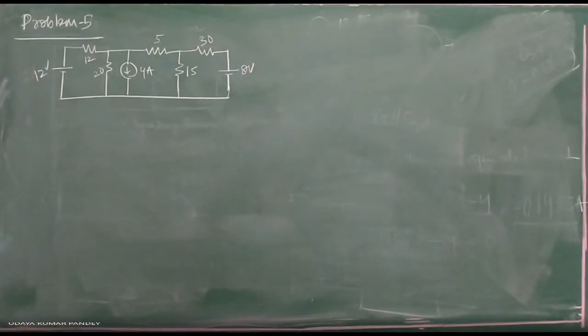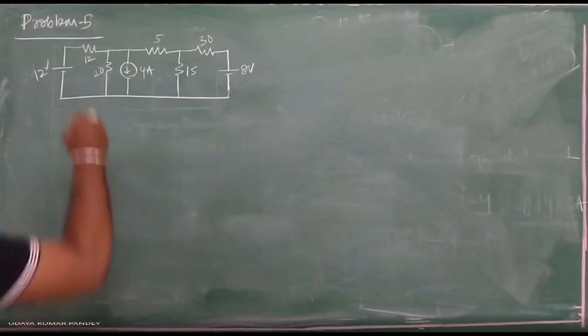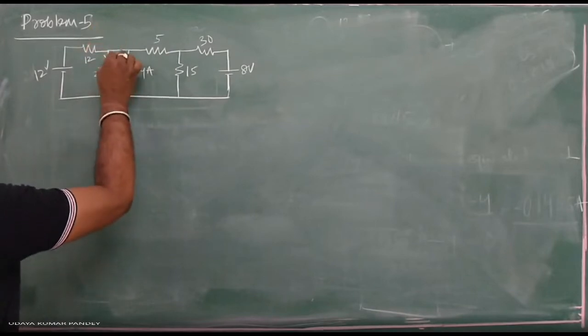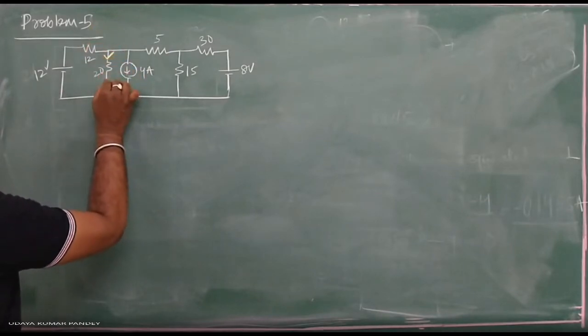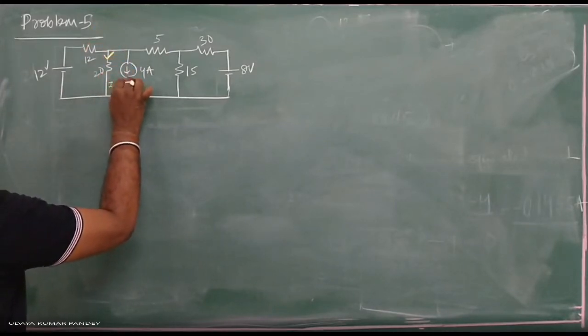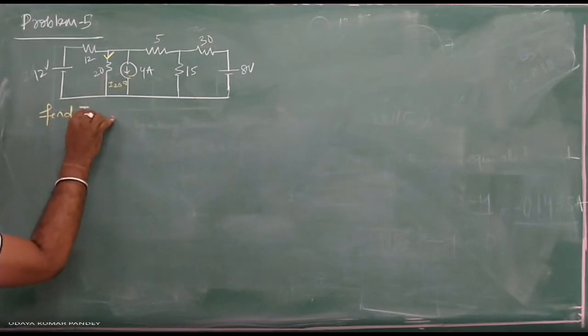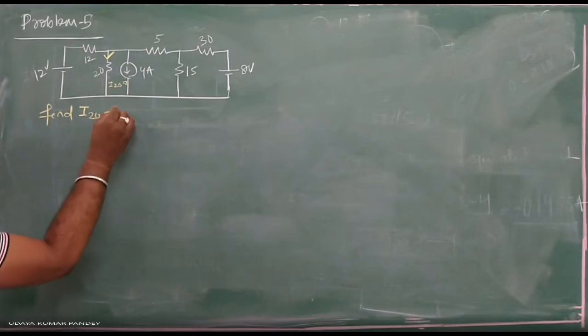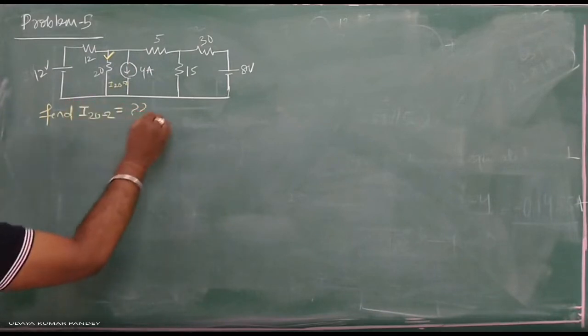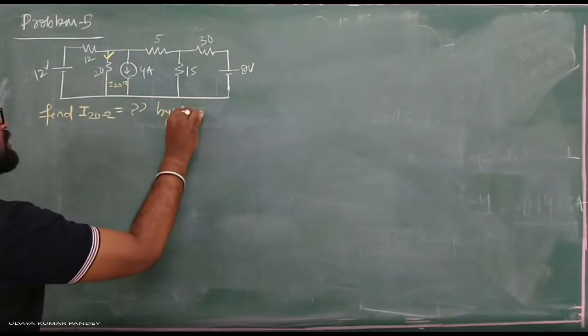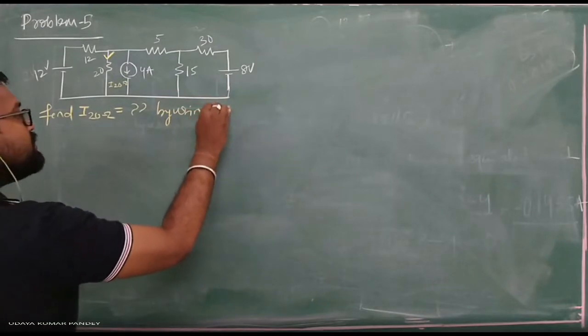कौन कौन इसको सॉल्व कर पाएगा? कौन सा वैल्यू निकालना है, कौन सा रेजिस्टेंस के अक्रॉस वैल्यू निकालना है, आई का? इस 20 ओम के केस में आप लोग को निकालना है, वो है आपका I 20 ओम। Find I 20 ohm is how much by using Thevenin.